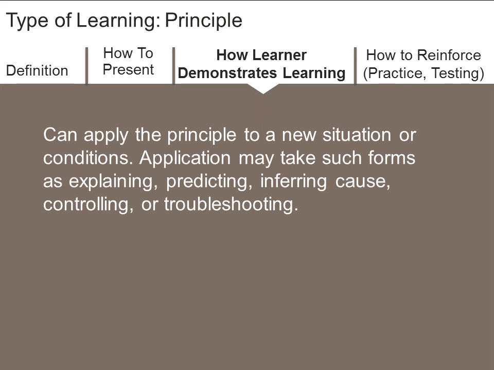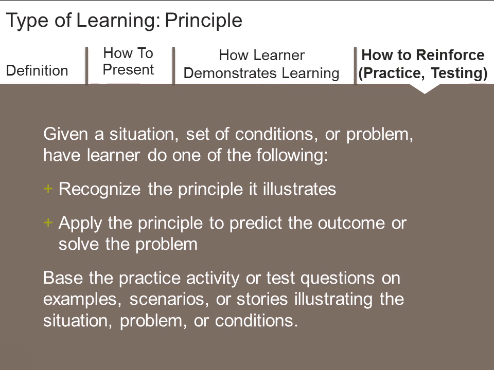For the learner to show that they've learned it, they can apply the principle to a new situation or conditions, and that application can take such forms as explaining, predicting, inferring cause, controlling, or troubleshooting. And to practice that or test that, given a situation and a set of conditions or a problem, have the learner do one of the following. They can either recognize the principle it illustrates, or apply the principle to predict the outcome or solve the problem, and certainly just base the practice activity or test questions on examples, scenarios, stories that illustrate that situation or the problem or the conditions.